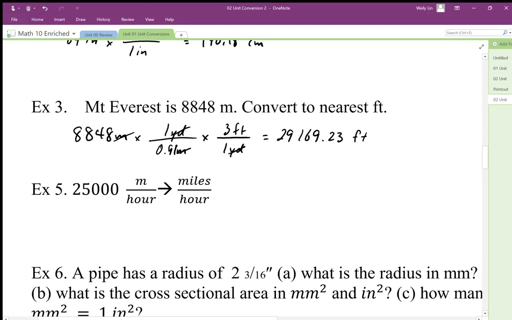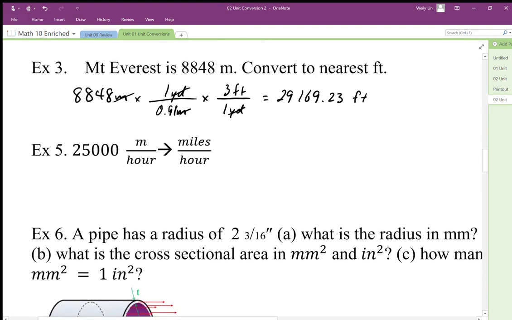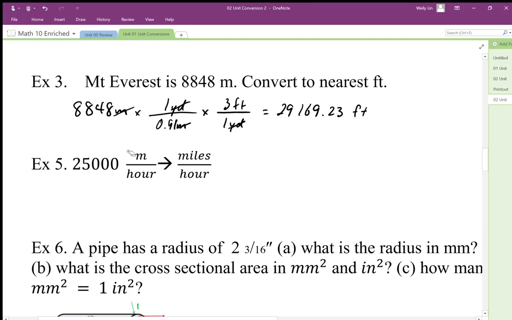So this one here is a rate that we have to convert. Now the problem is I have meters per hour and I need to convert it to miles per hour. Essentially the hours comparison is consistent, so I just really need to convert the meters into miles. So this is what it's going to look like, and I'm just going to keep track of my units. So meters per hour, I want to get rid of my meters. Okay, so I'm going to convert my meters into, let's convert meters into kilometers.